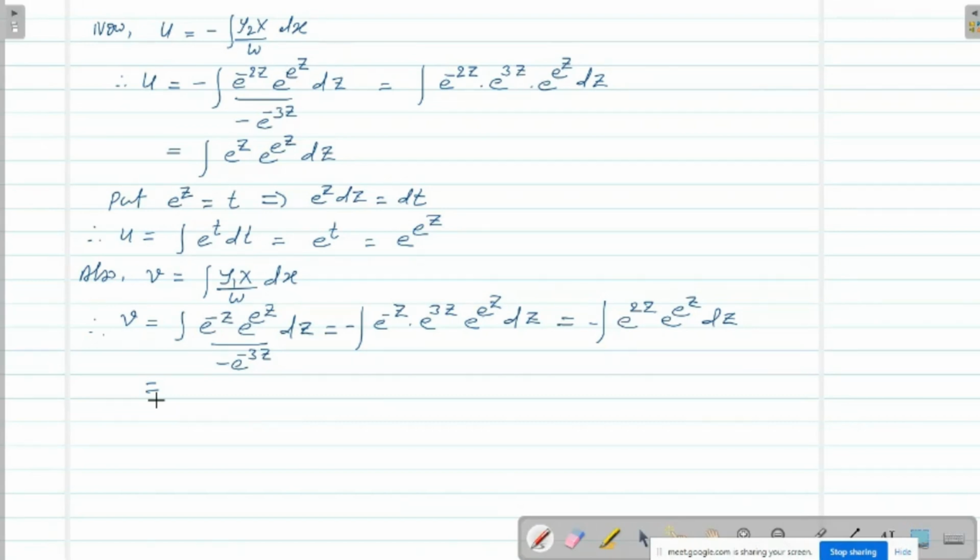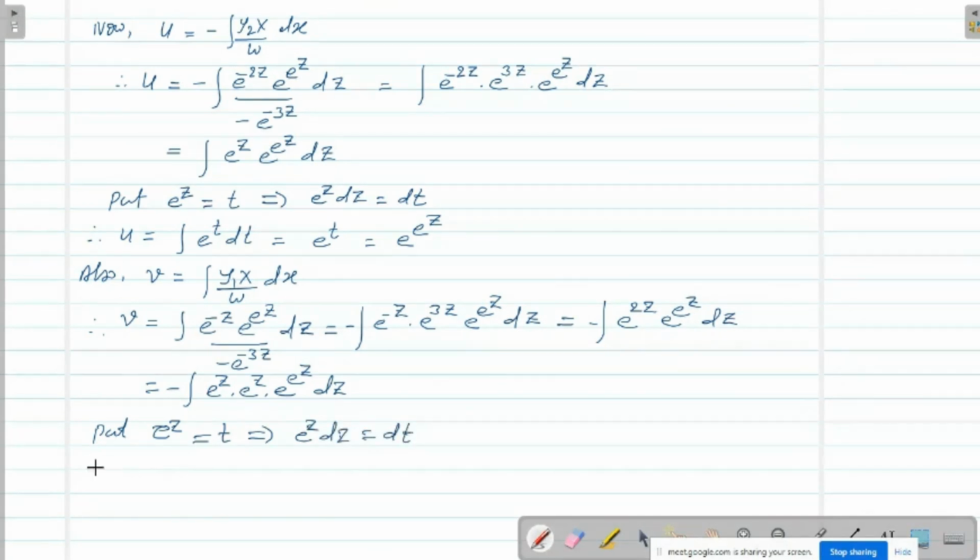We are breaking this, so we write this as it is, like this. So we are breaking the exponential function, so e raised to z into e raised to z into e raised to z and dz. Okay, like this. Now we are putting, put e raised to z equal to t. So this becomes e raised to z dz equal to dt.